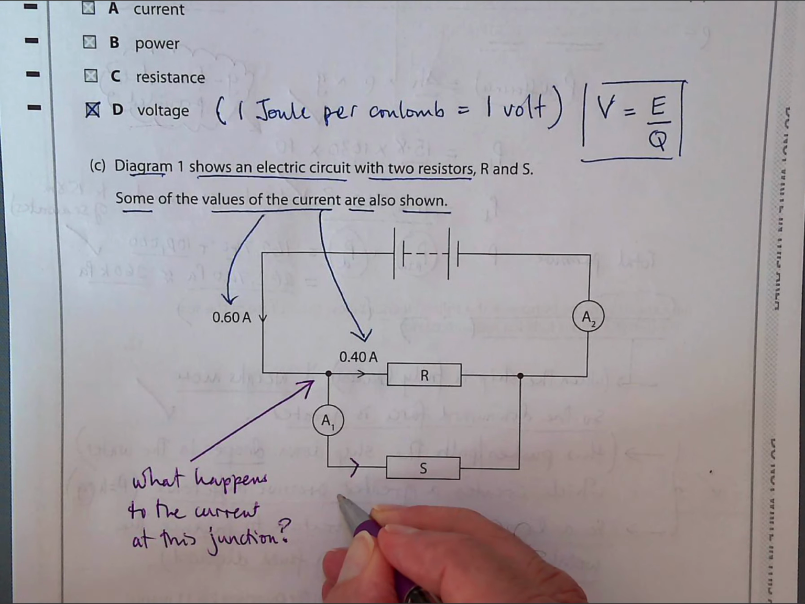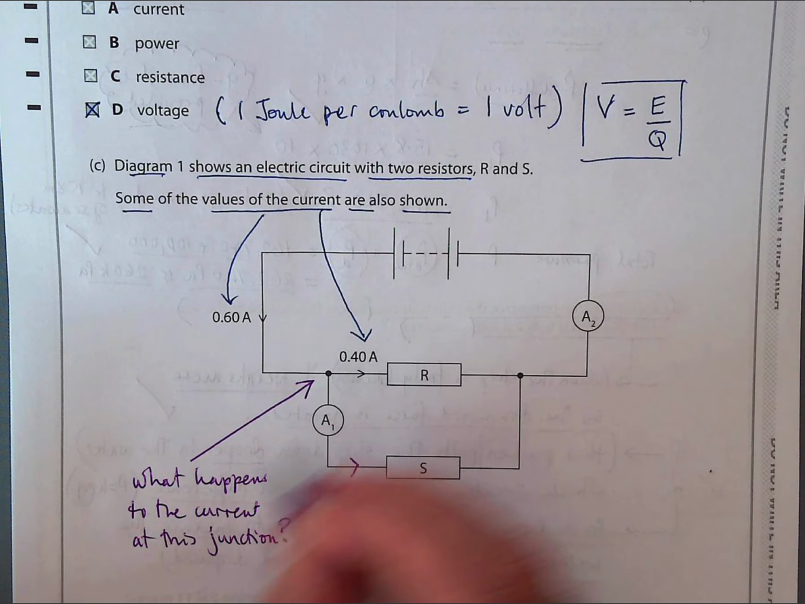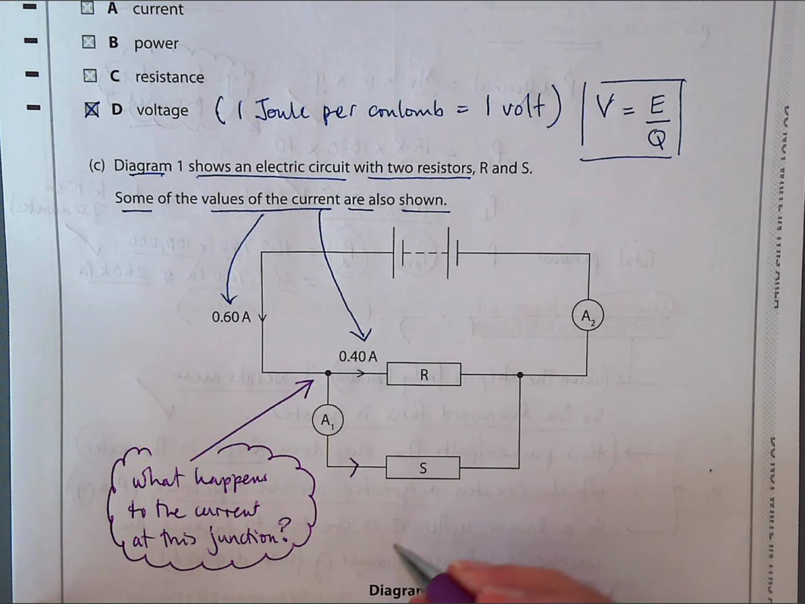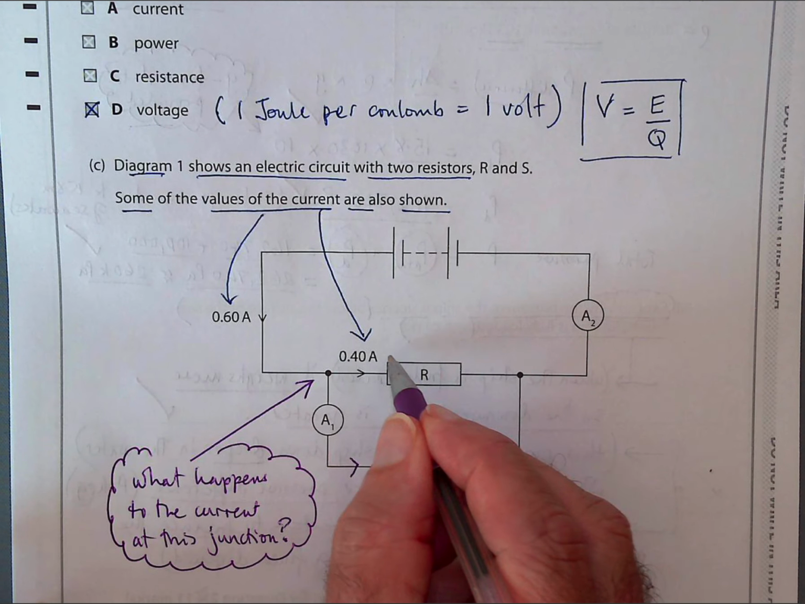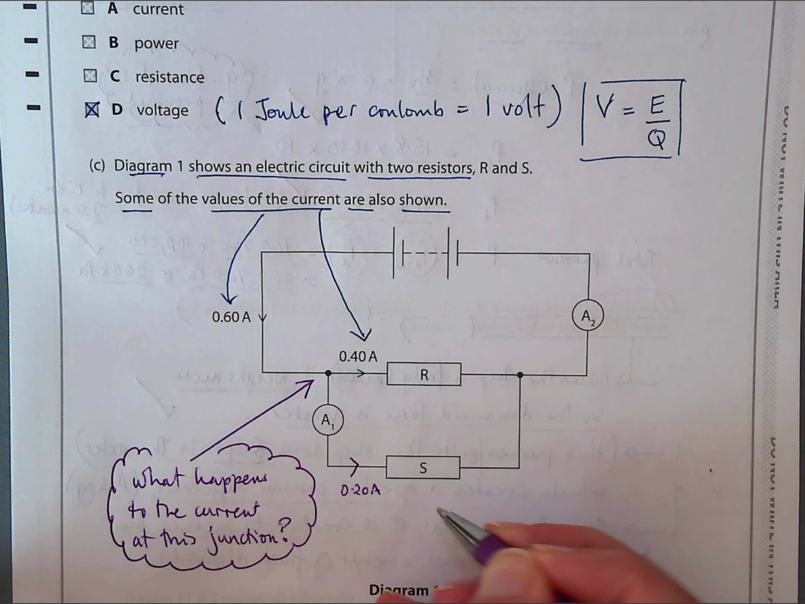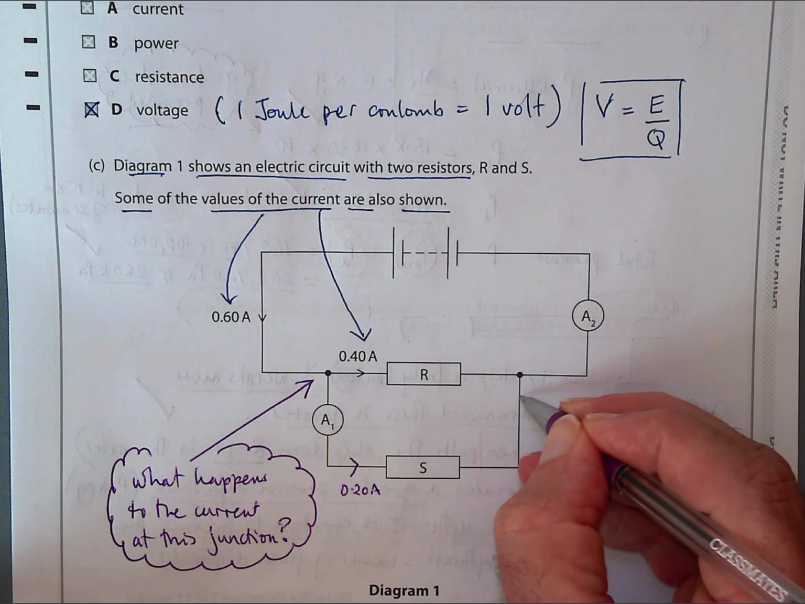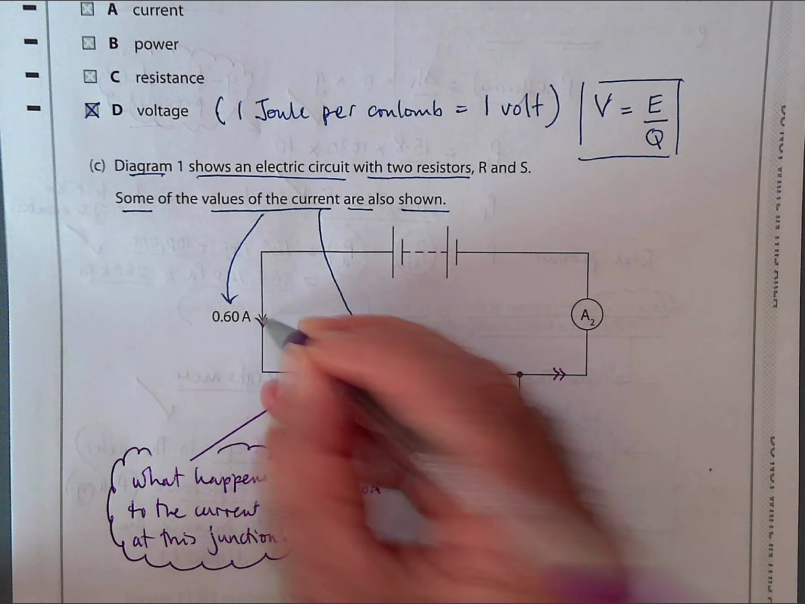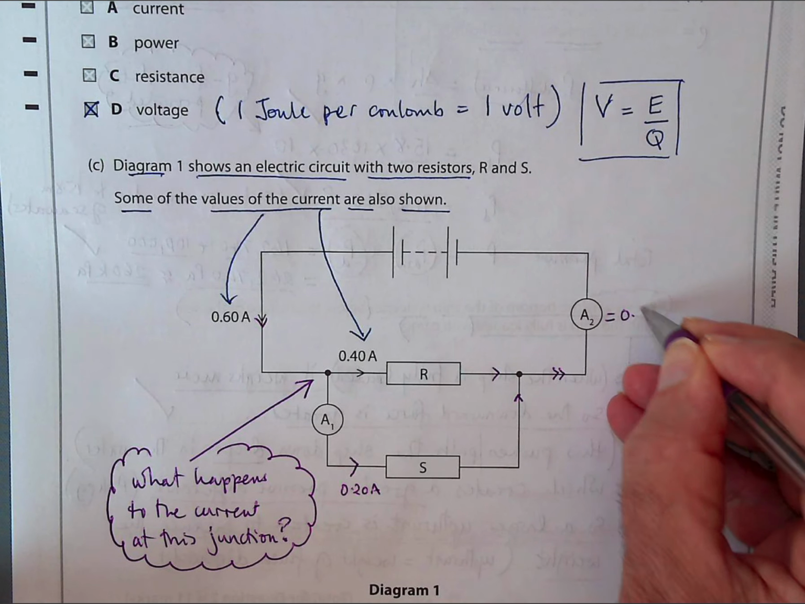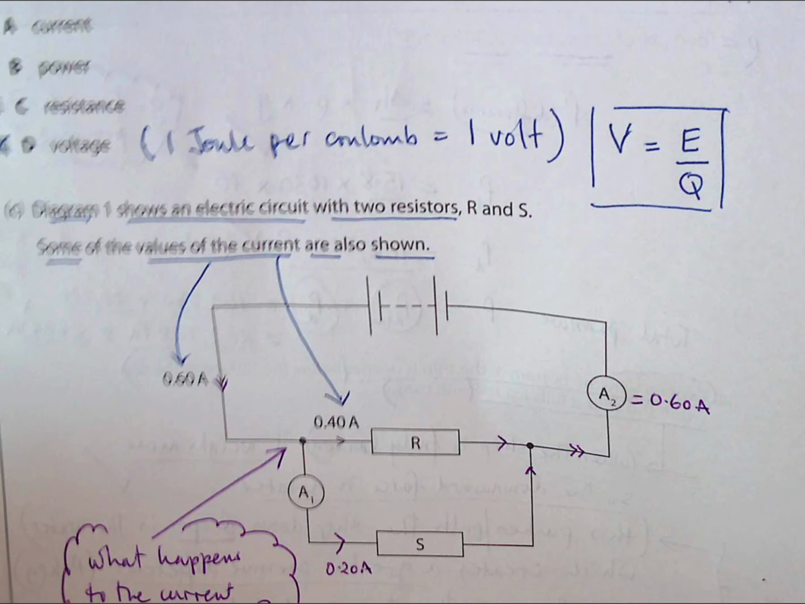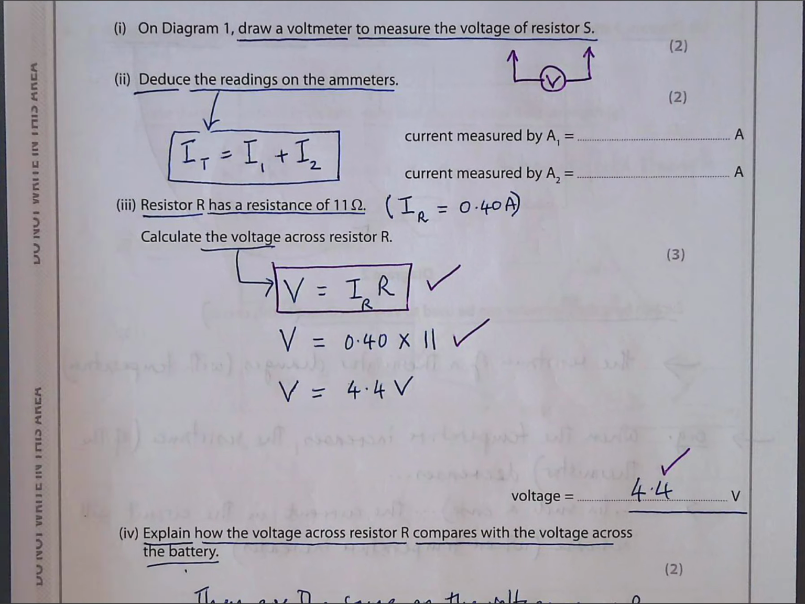Yeah, so the answer, the current has to split. What happens to the current here? This is one of the circuit rules. In parallel circuits, the current splits up. So if 0.4 amps goes this way, then 0.20 amps is left for the circuit here. Over here, the currents then join up again. So you have it adding up to the total back to 0.60 amps. Okay, so once you have that, you can continue to answer the questions.